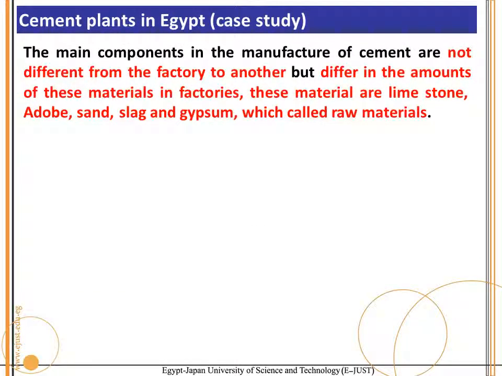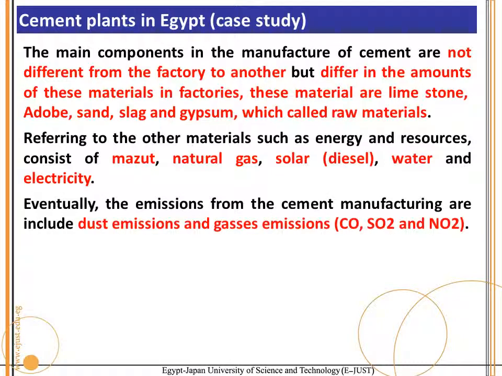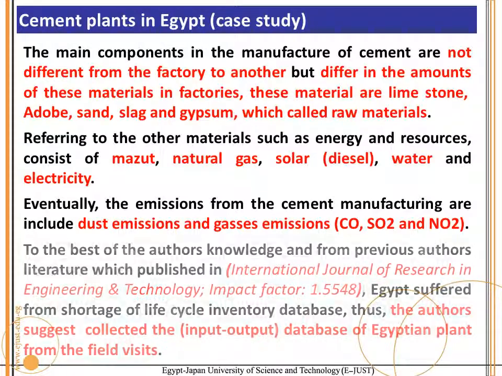About the cement blend in Egypt, the case study: the main components in the manufacture of cement do not differ from one factory to another, but they differ in the amount of material in each factory. These materials are limestone, adobe or clay, sand, slag and gypsum, which are called raw materials. Other materials such as energy and resources consist of mazout, natural gas, solar or diesel, water and electricity. Eventually, the emissions from cement manufacturing include dust emissions and gas emissions such as SOx, CO and NOx.